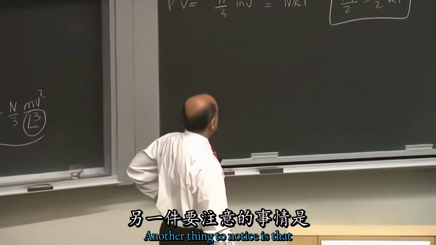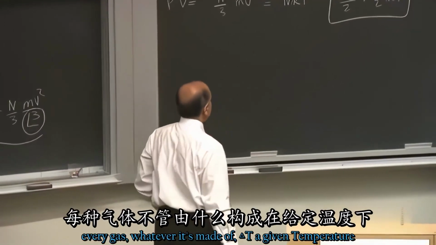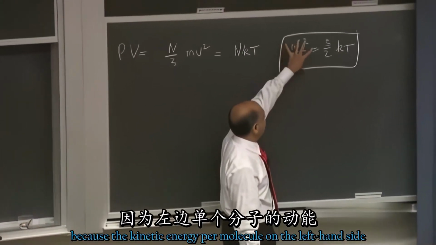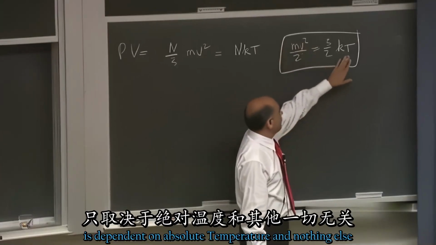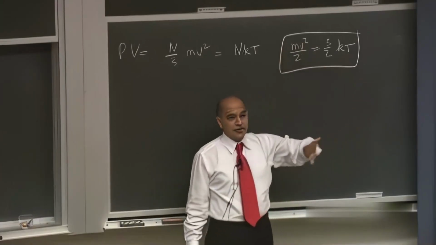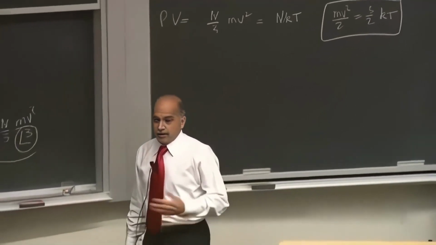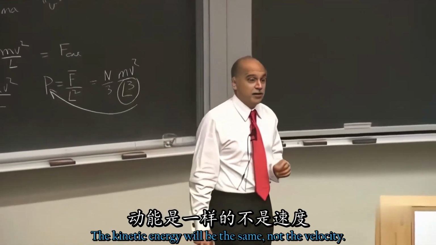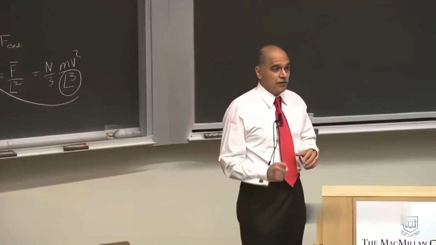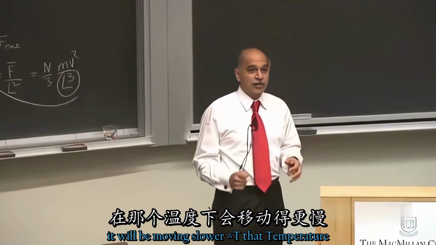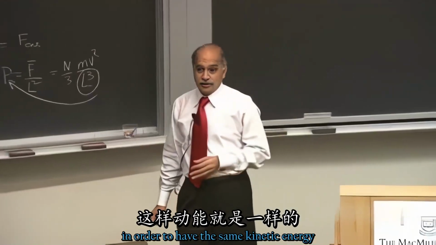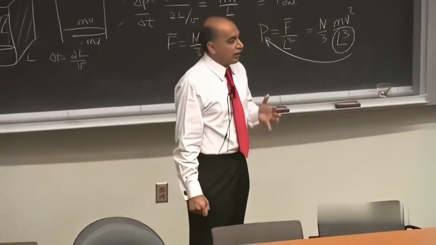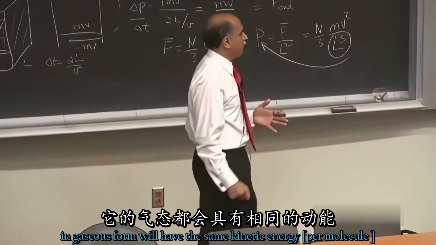Another thing to notice is that every gas, whatever it's made of, at a given temperature has a given kinetic energy, because the kinetic energy per molecule on the left-hand side depends on absolute temperature and nothing else. So at 300 Kelvin, hydrogen kinetic energy will be the same, carbon kinetic energy will also be the same. The kinetic energy will be the same, not the velocity. The carbon atom is heavier, so it will be moving slower at that temperature in order to have the same kinetic energy. So all atoms at a given temperature in gaseous form will have the same kinetic energy.